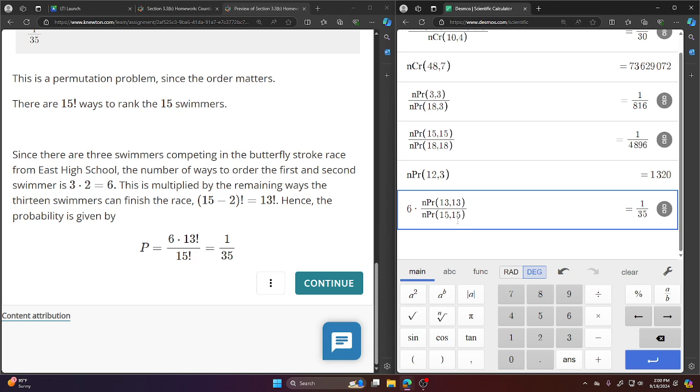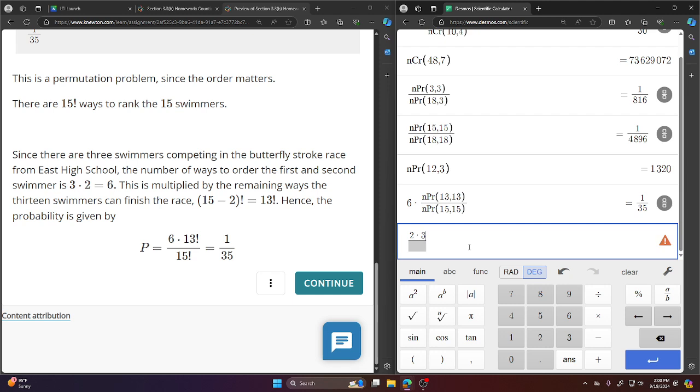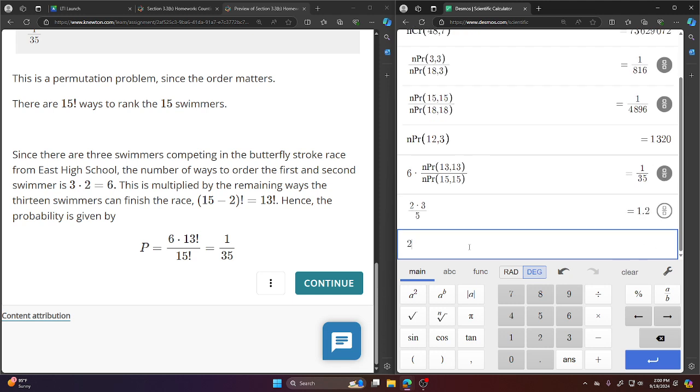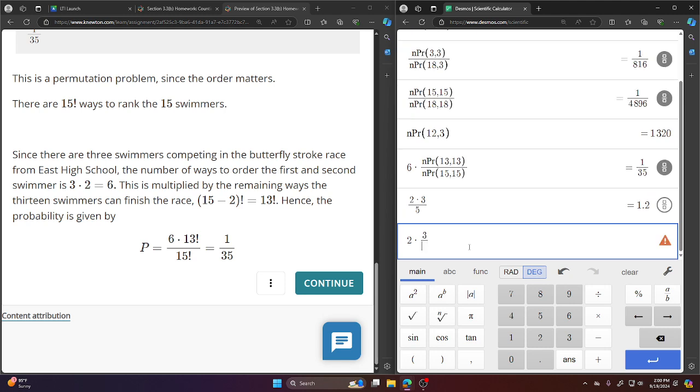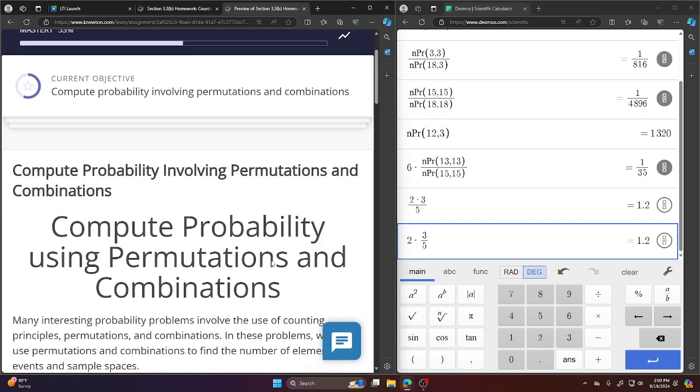Okay, good question. As an example, let's just say I had 2 times 3 over 5. I'm just making something up. But then if I had 2 times 3 over 5, it's the same thing. Cool? Okay, good.